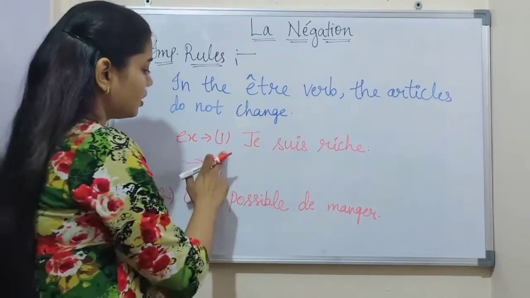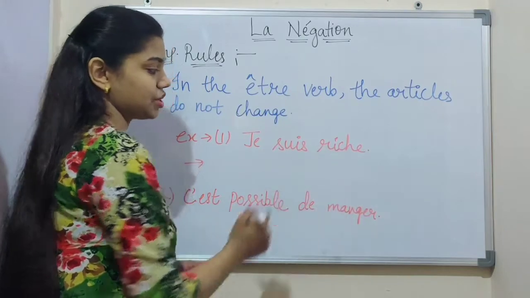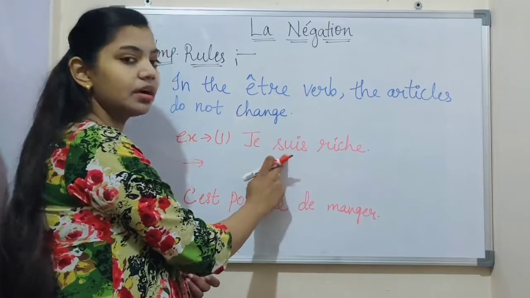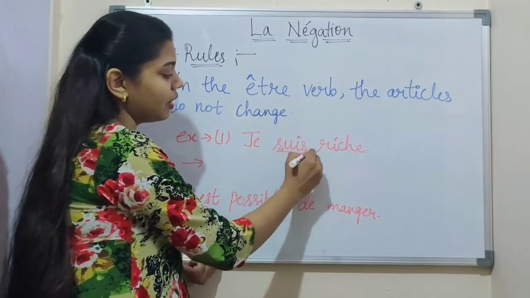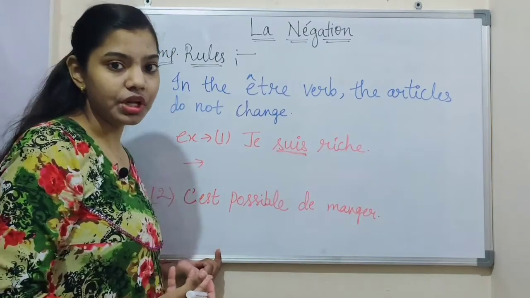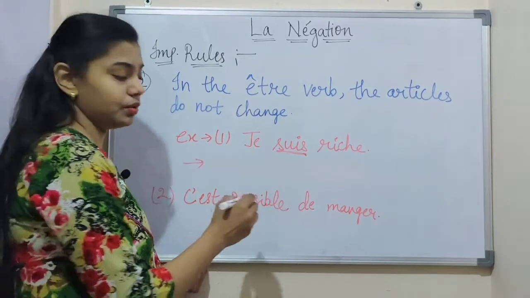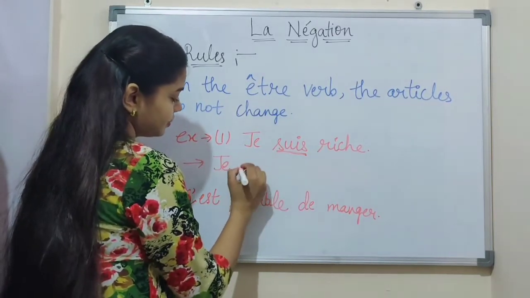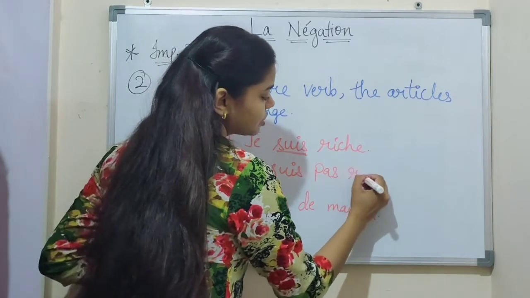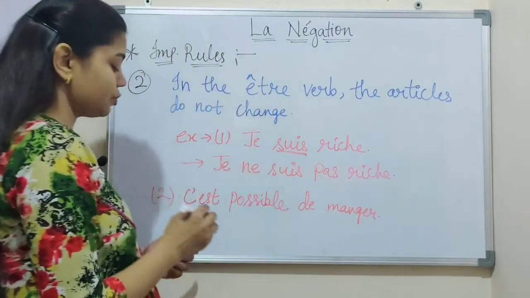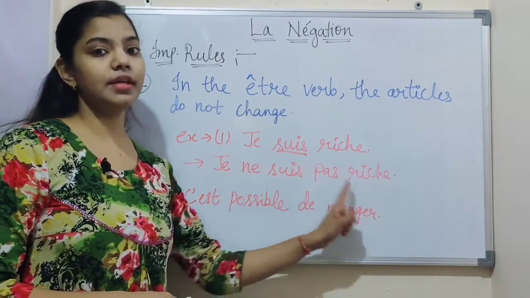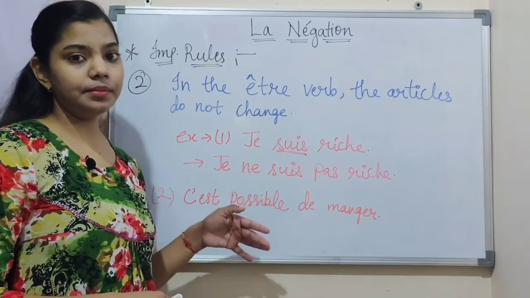So now we see the first example, je suis riche. Okay, je suis riche, which means I am rich. So suis is the être verb. Okay, suis is the être verb. So how do we make it negative? Je suis riche, that means I am rich. So in the negative, I am not rich. So, je ne suis pas riche. Okay, je ne suis pas riche. So je suis riche, and negative, je ne suis pas riche. Okay, I am rich and I am not rich.